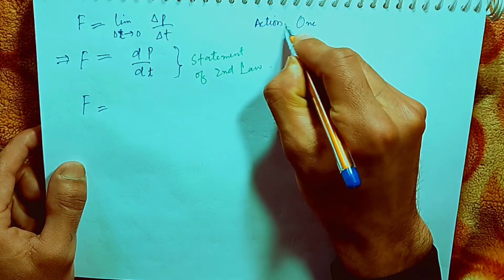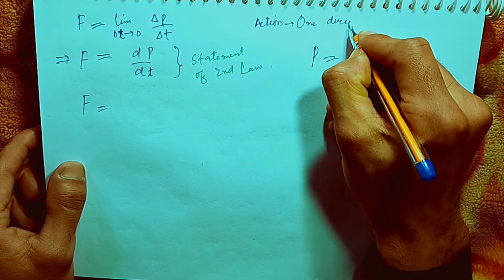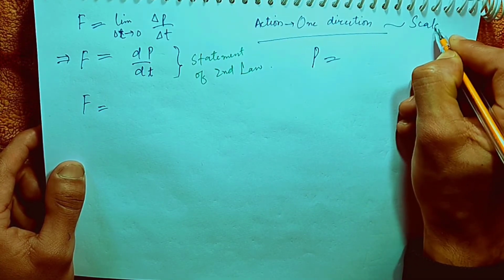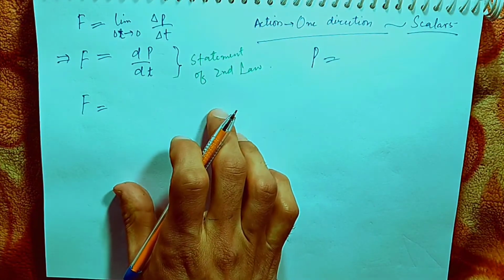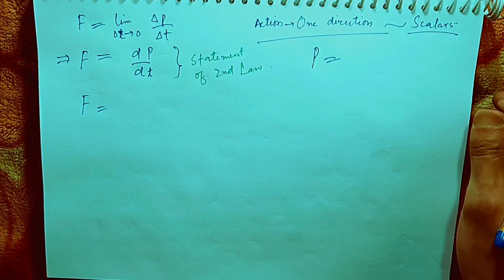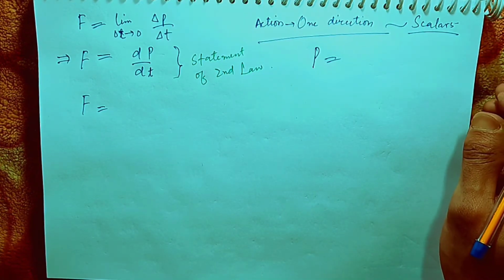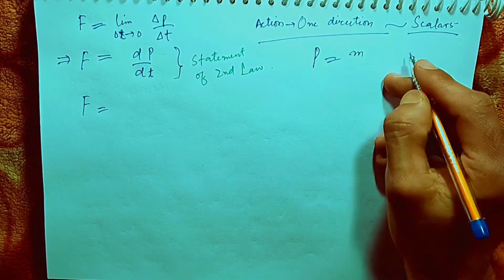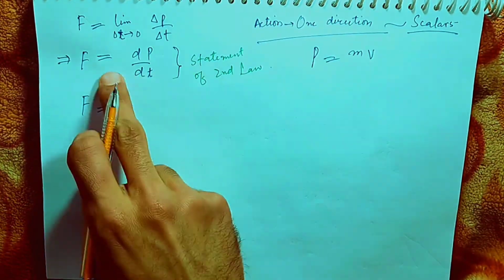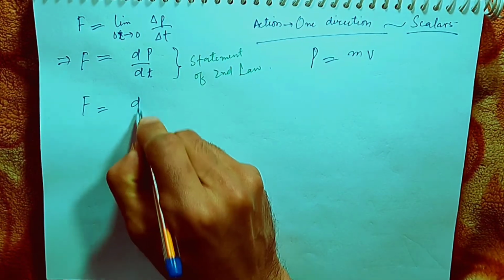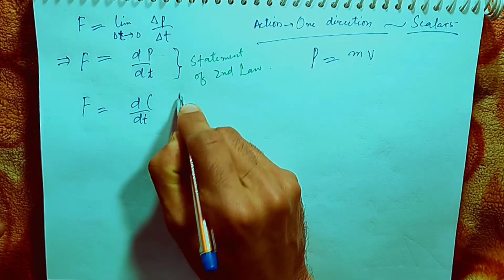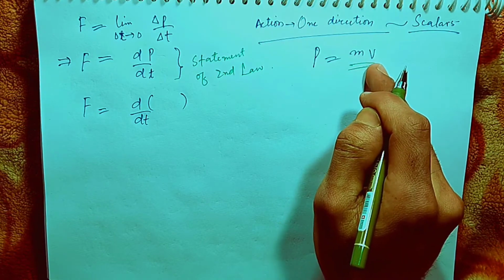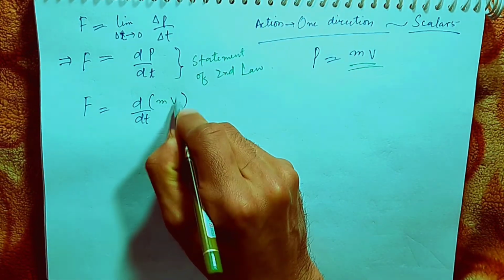So that is the reason I am taking these as scalars. Otherwise, these are vector quantities. Keep that also in mind. I will deal with that later on. We know that momentum is equal to the product of mass and velocity. Put it here. So F equals d by dt of p, where p is equal to m into v.